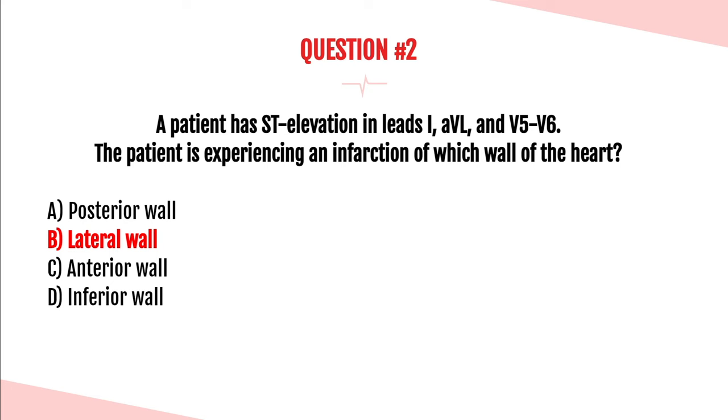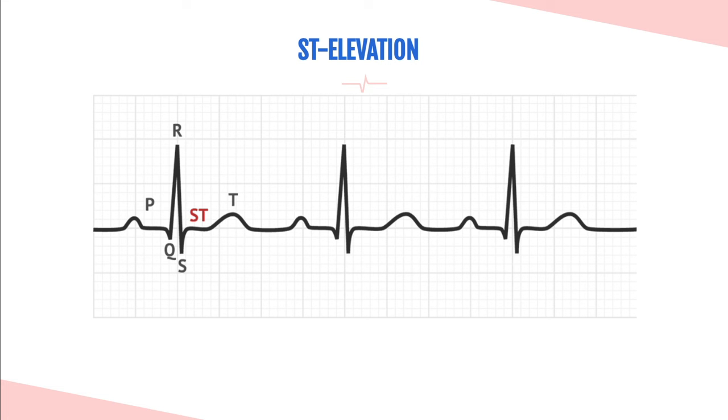Okay, so we keep talking about ST elevation, but what is the actual definition of ST elevation and what does it look like? In order to understand ST elevation, we need to find what's called the J point. The J point is at the end of the QRS complex and it's at the beginning of the ST segment. So it is right here.